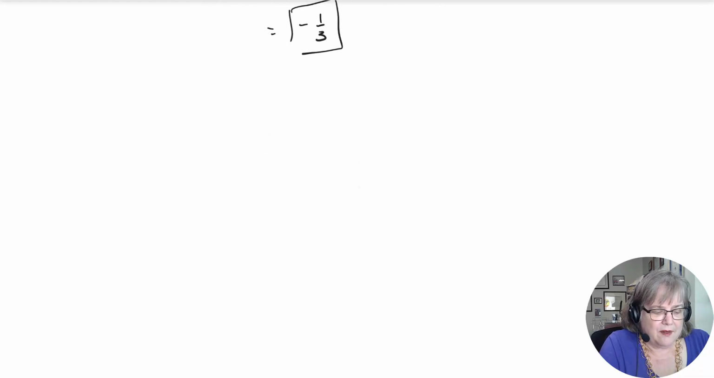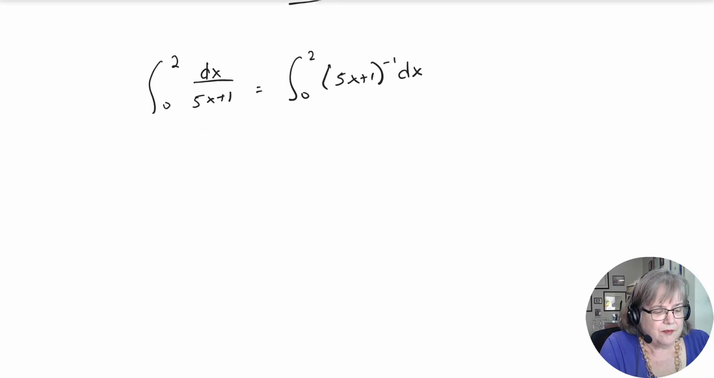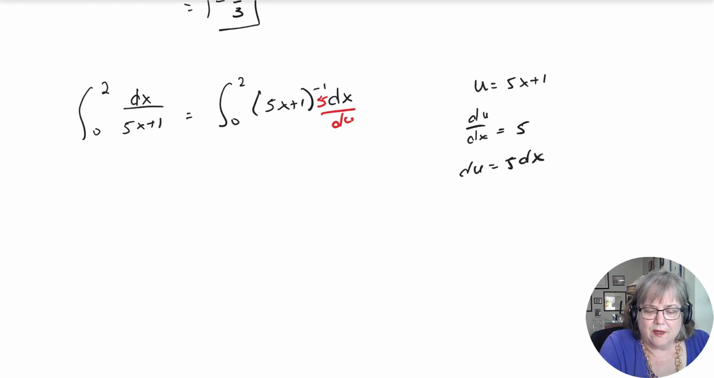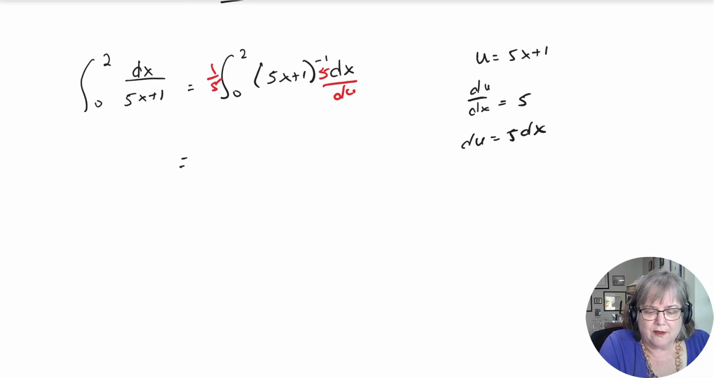Alrighty, let's do one more. 0 to 2 of dx over 5x plus 1 can be written as integral from 0 to 2 of 5x plus 1 to the minus 1. So u would be 5x plus 1. Du dx is 5. Du is 5 dx. So what I need is this 5 dx to make du. So I undo what I just did, cancel out what I just did by multiplying by a fifth. So I'd have 1/5, 0 to 2 of u to the minus 1 du.